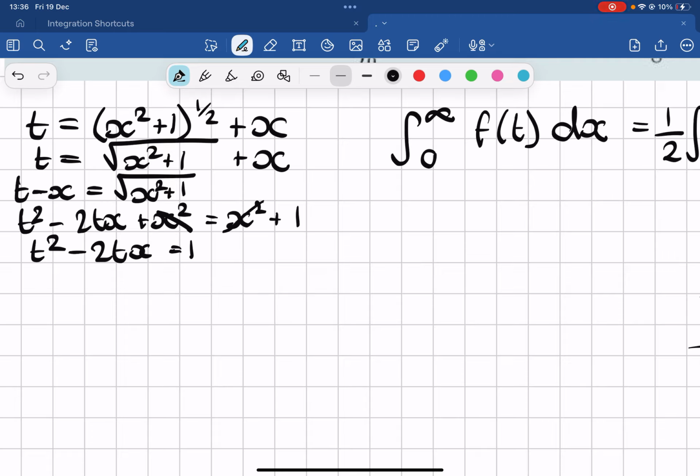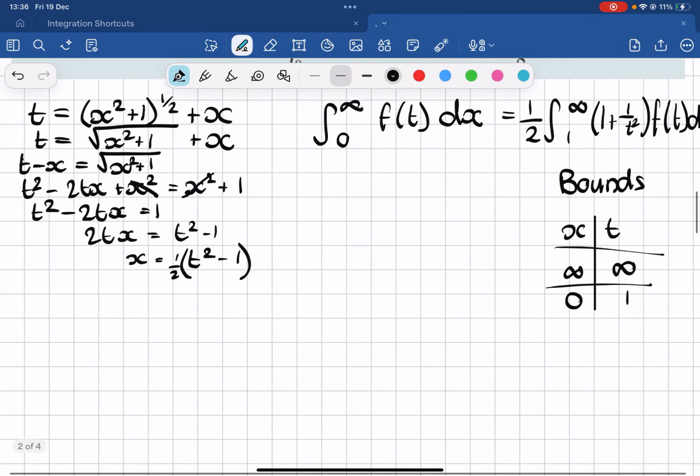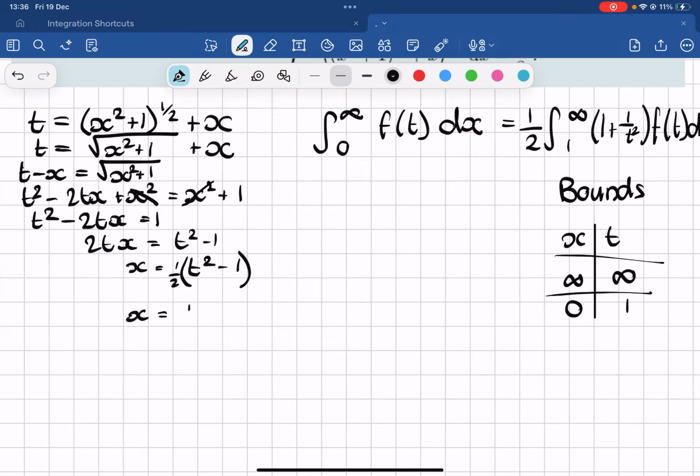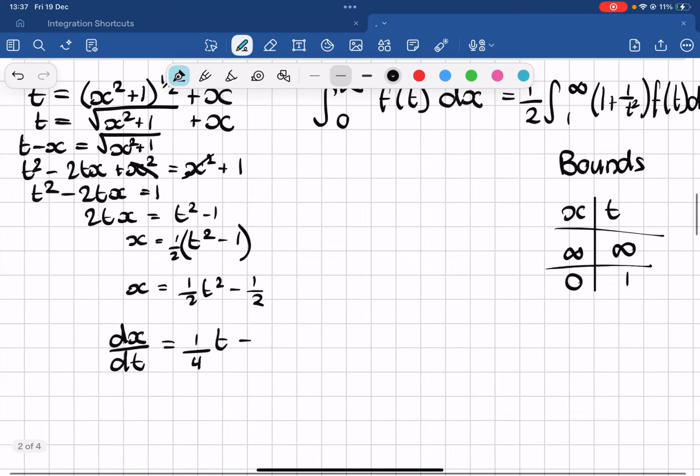Right, we said we were rearranging for x, so let's isolate our x. So we've got 2tx equals t squared minus 1, x equals t squared minus 1 over 2t. Right, fine. Now that we've got this, we can indeed differentiate to get us dx. So we've got dx over dt equals a quarter t minus, well, a half is just a constant.